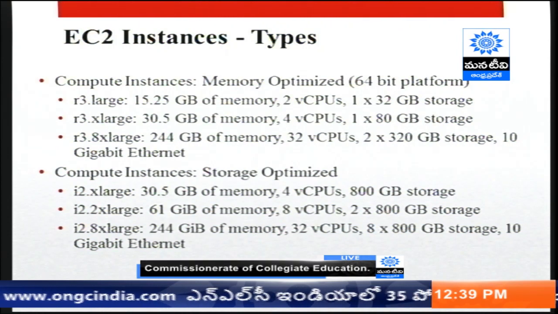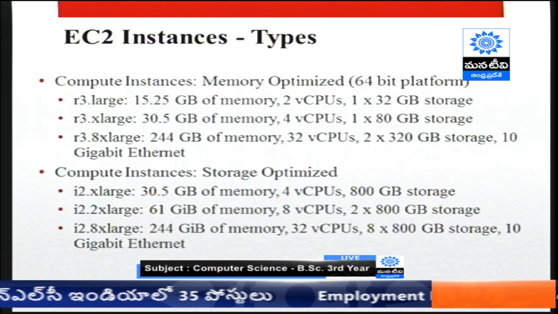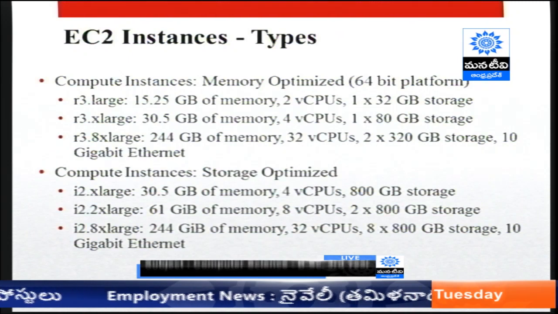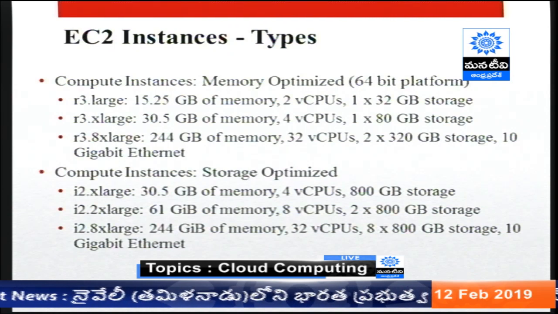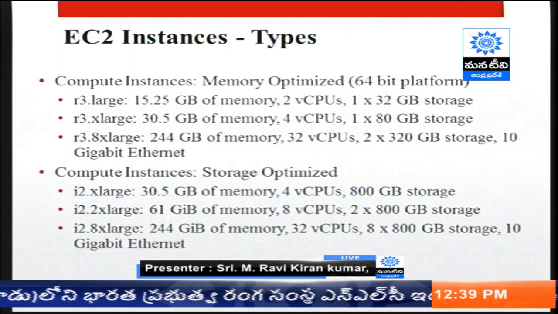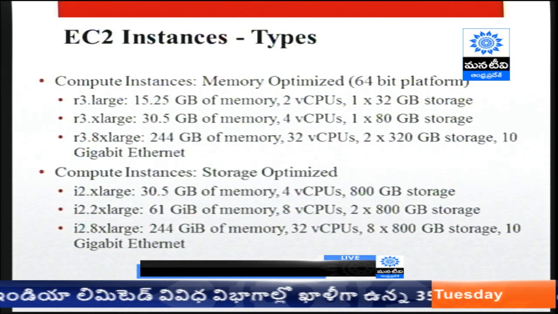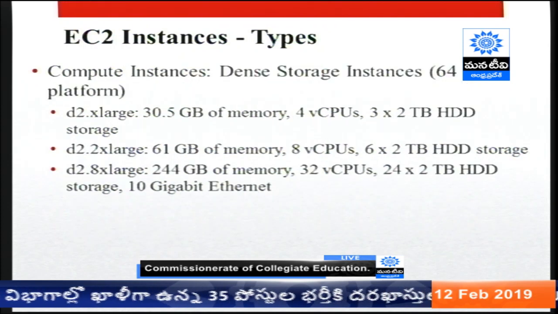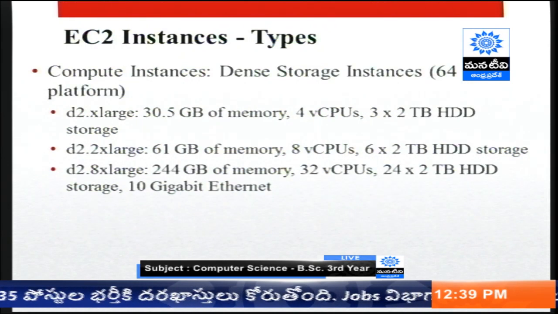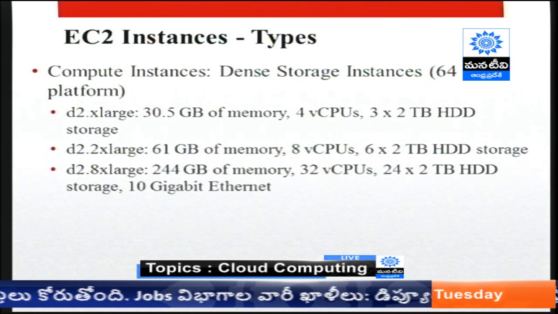So these are some of the configurational details. There are so many more because I've listed only a few here. And storage optimized, you can see 8 into 800 gigabytes of storage. How much is it? It is 6.4 terabytes of hard disk data. And you have dense storage instances, 244 GB of memory, 24 into 2 terabytes. So 48 terabytes of hard disk storage, which is not possible. You cannot buy these things. They are very expensive. They are provided over the internet. That is the beauty of cloud computing, and EC2 is making it possible.